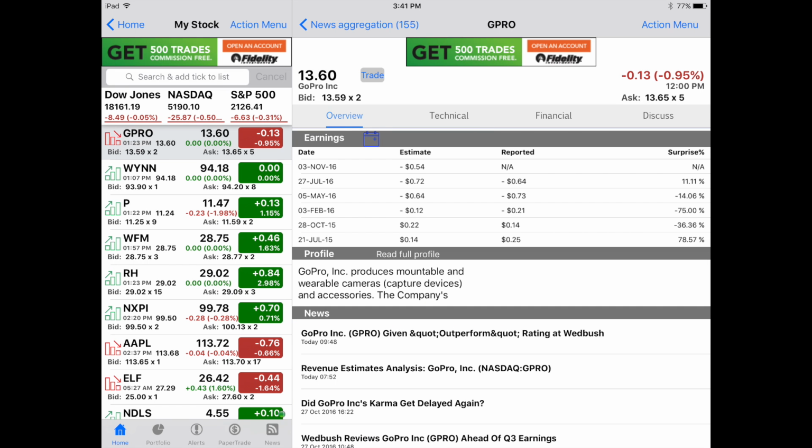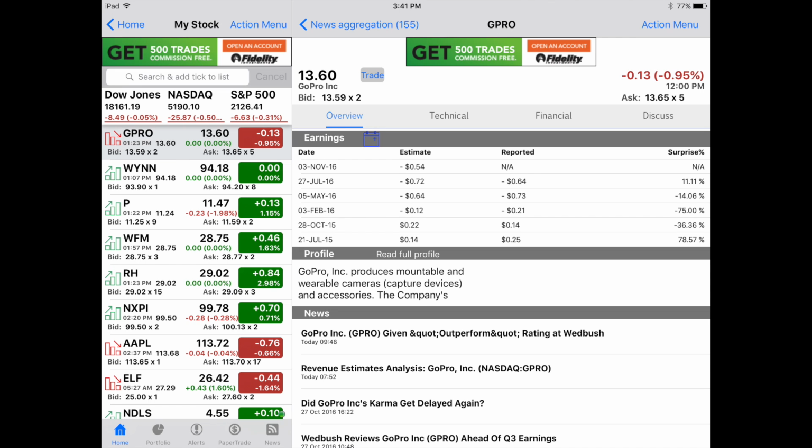If we scroll down just a bit more, it's going to show you when earnings are going to be coming out. We see the 3rd of November 2016, GoPro's earnings are going to come out. They show what the analysts are estimating, which is negative 54 cents. The reported line is obviously empty because they haven't reported yet. They won't until November 3rd.